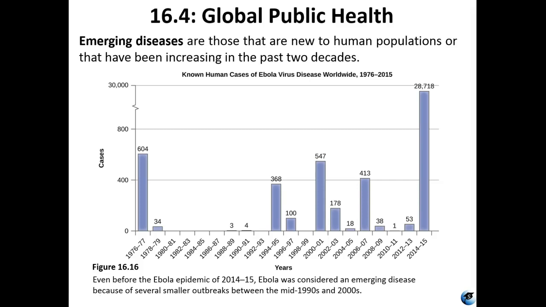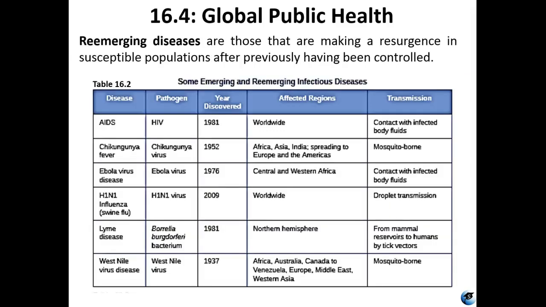This is figure 16.16. And it's saying before the Ebola epidemic of 2014-15, Ebola was considered an emerging disease because of several smaller outbreaks since the mid-90s. And so when they're talking about outbreaks, they are talking about epidemics, but with small numbers of cases. And then all of a sudden we have an epidemic, and you could also classify this as a pandemic because it's happening all over the world, or it was in 2015. Re-emerging diseases are making a comeback. So they had been knocked down, and now they're coming back.